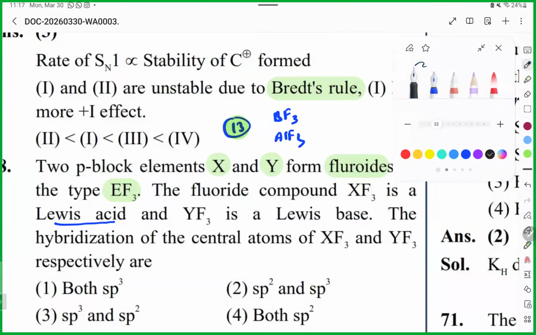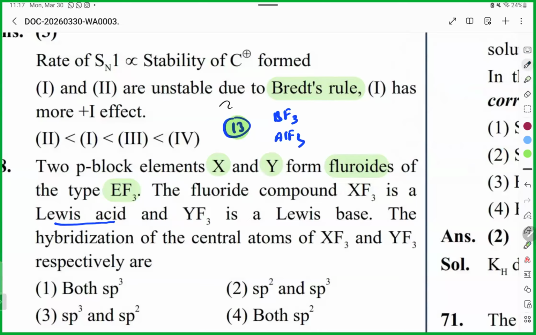Because 6 electron, electron deficient. How do we know? 3 boron electron, 3 fluorine electron, total 6 electron. We always need 8 electron for octet rule. Here 6. It means electron deficient. Deficient means Lewis acid.